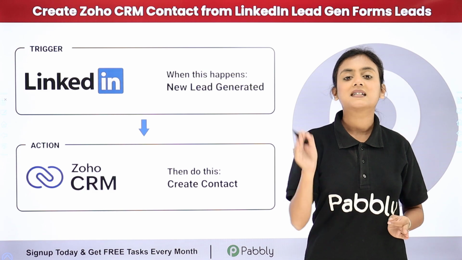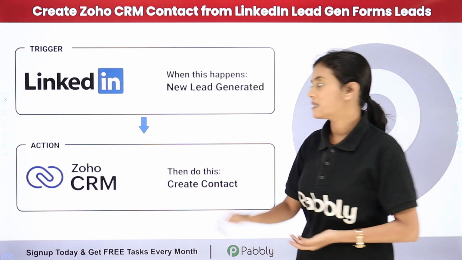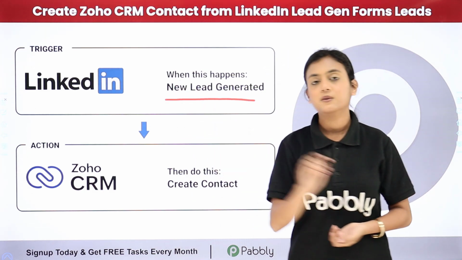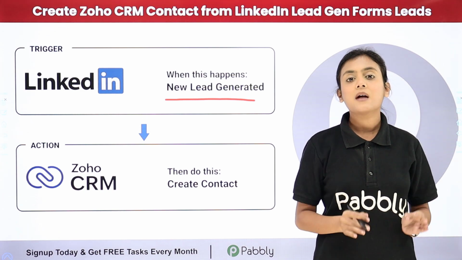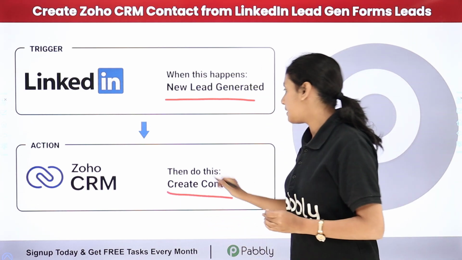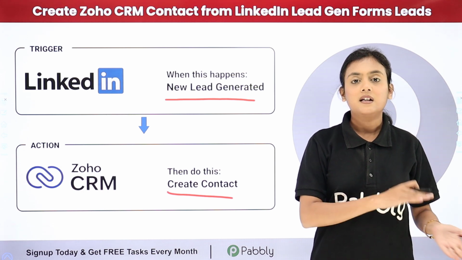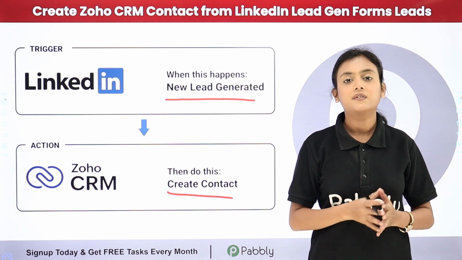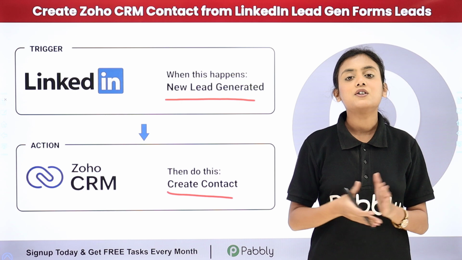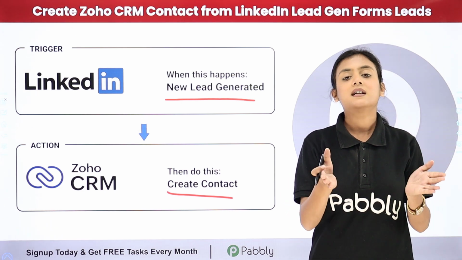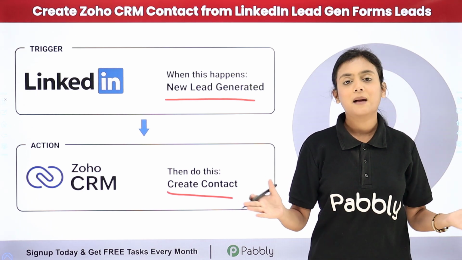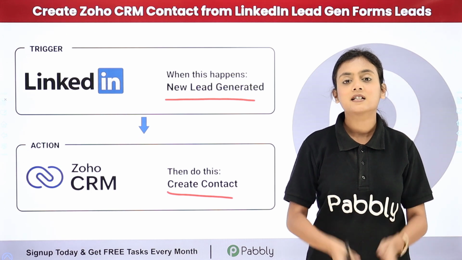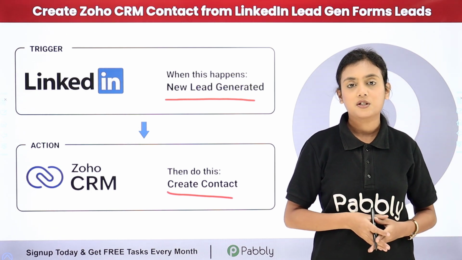Here what I want is that as soon as a new lead is generated by potential customers and clients using LinkedIn lead gen forms, I want to create that lead as a contact in my Zoho CRM account. Now, creating these contacts manually after the new lead is generated is going to be very time consuming. So what I did is I simply automated this entire process with the help of Pabbly Connect, which is an amazing automation and integration software.